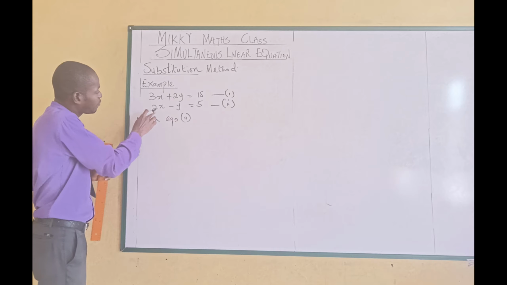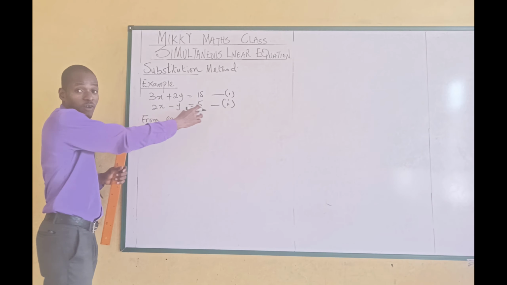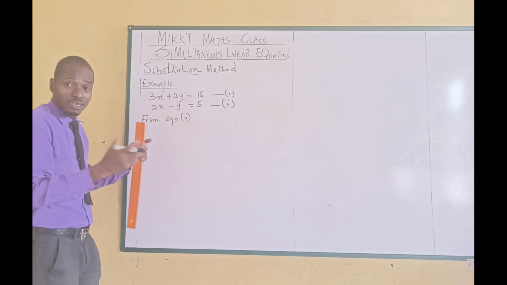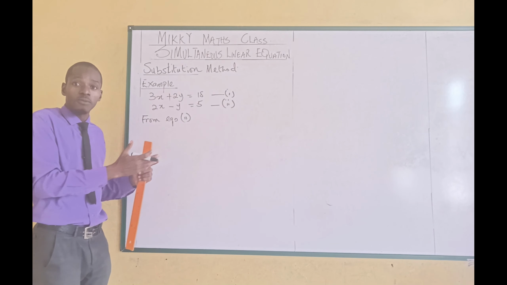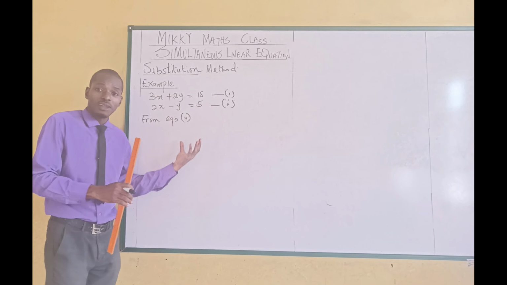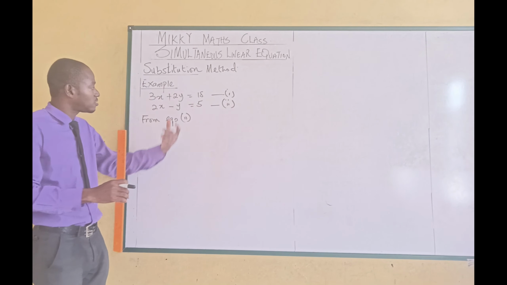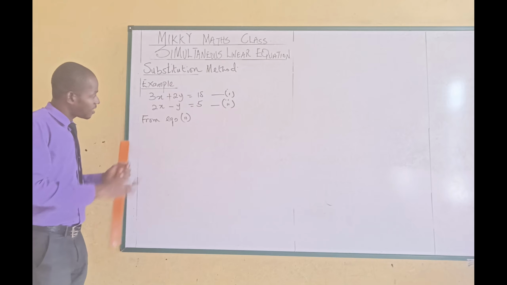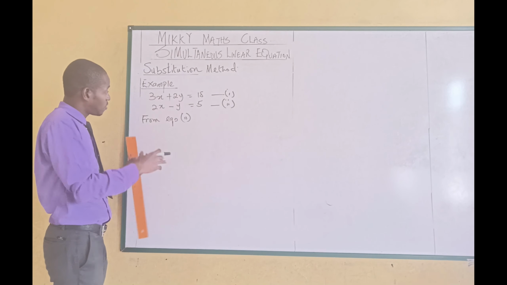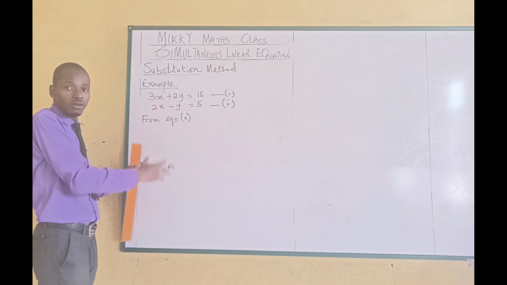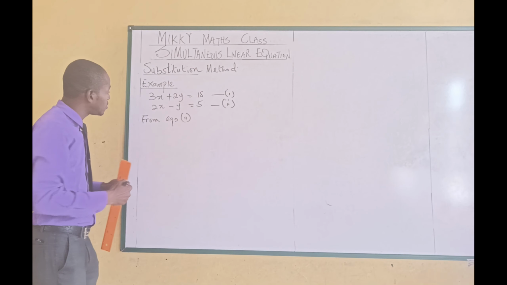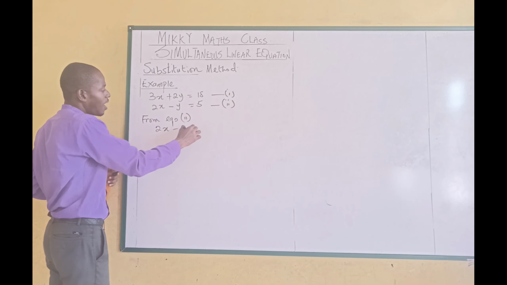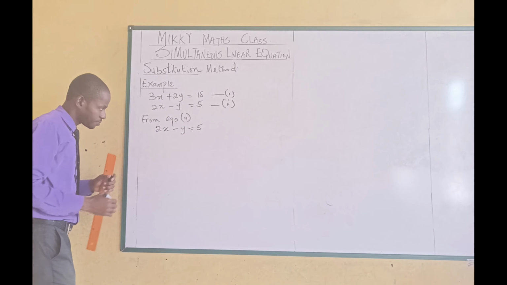From equation 2, I have 2x minus y equals 5. The coefficient of y here is minus 1, so it's easier for me to make it the subject of the formula. When you make something the subject of the formula, that means you make that variable stand alone. That's the layman's definition of making the subject of the formula. Let it stand alone, while the others are on the other side. So from equation 2, you have 2x minus y equals 5.